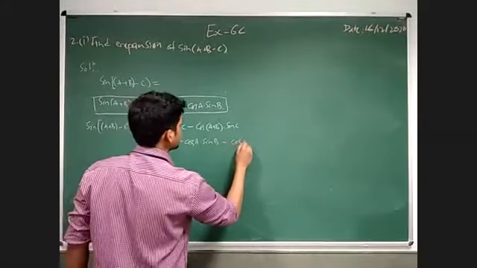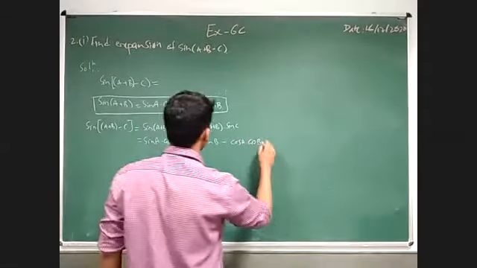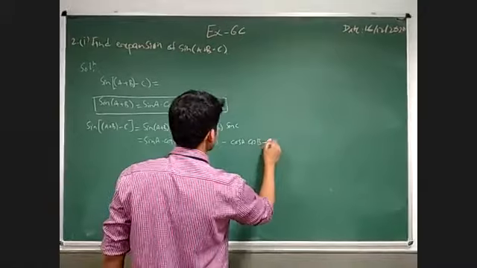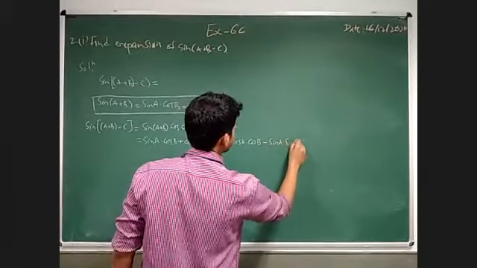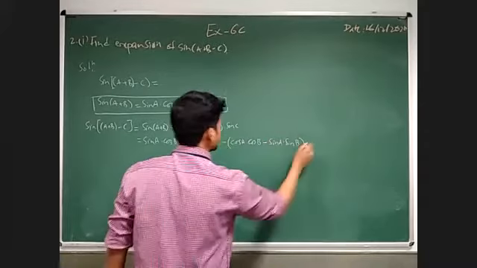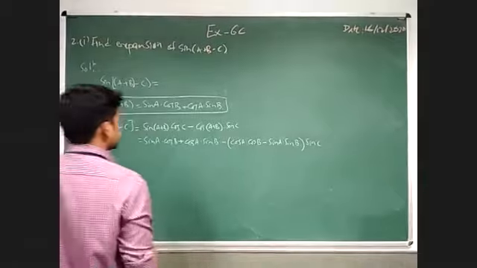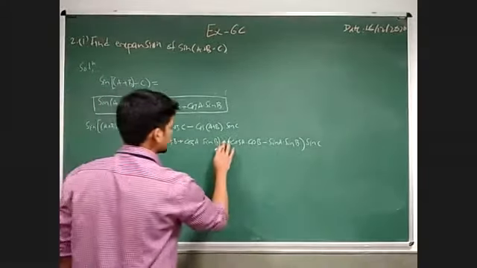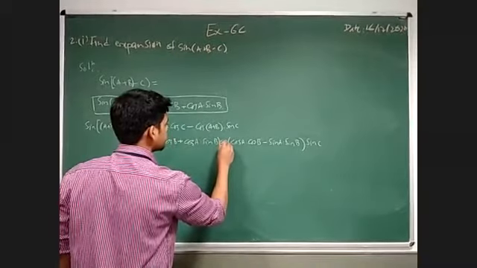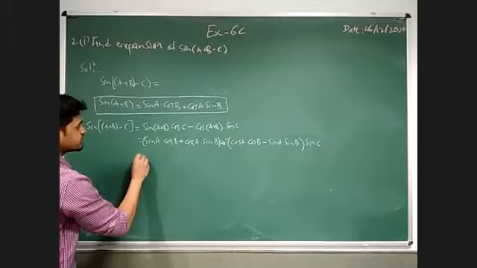cos a cos b minus sin a into sin b. Here sin c will be there. Okay, so here cos c will be there, here minus will be there. Now just multiply it with cos c here.